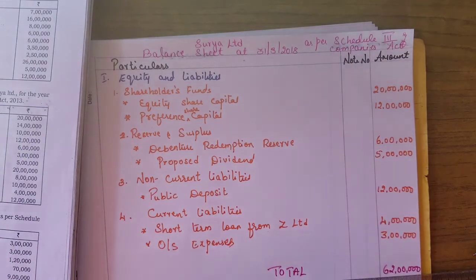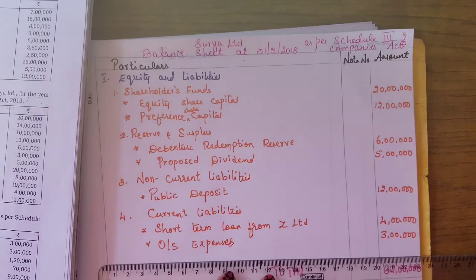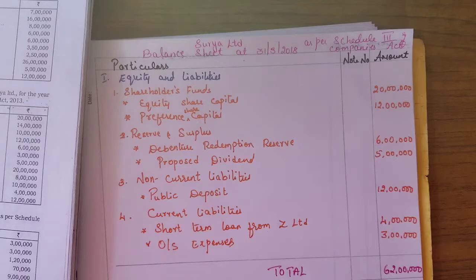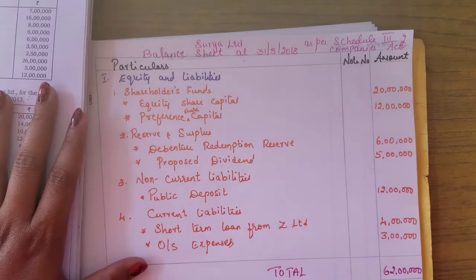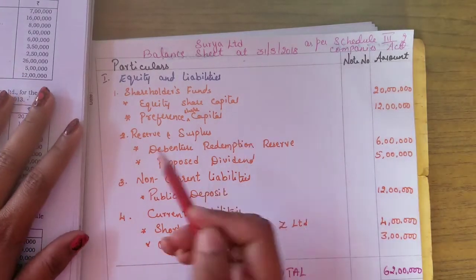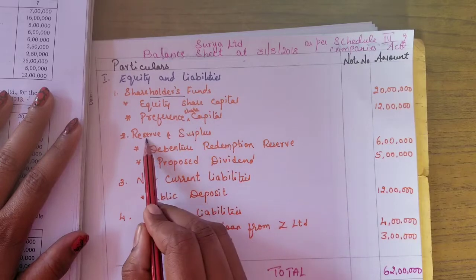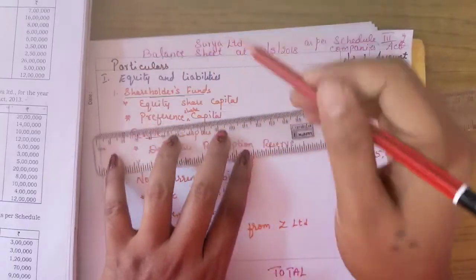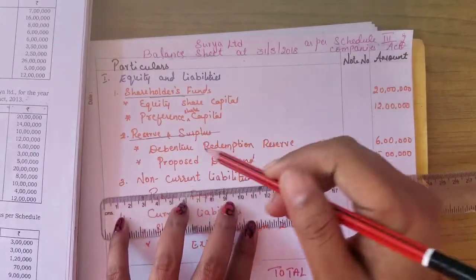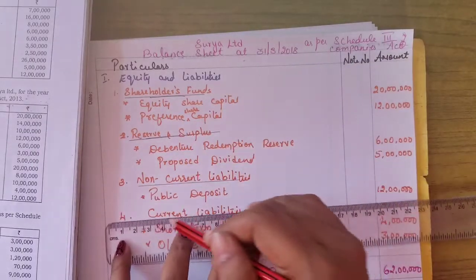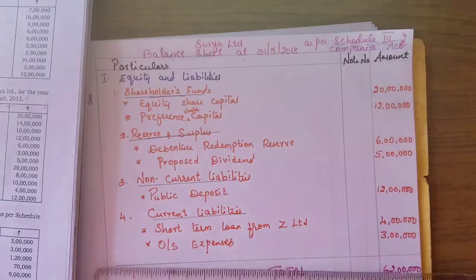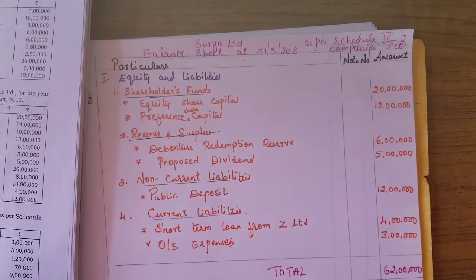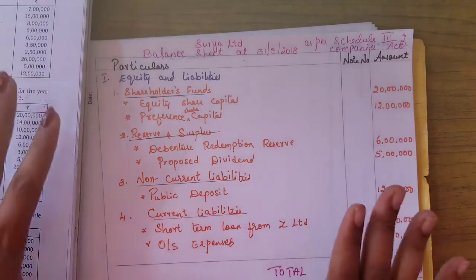Let me draw the line. Kindly maintain neatness in your answer sheet. It's very, very important. Okay. So this is about the liabilities. If you are drawing the line, it's better. It looks very neat and clean. Paper presentation is very, very important. Okay. So it's not the end.